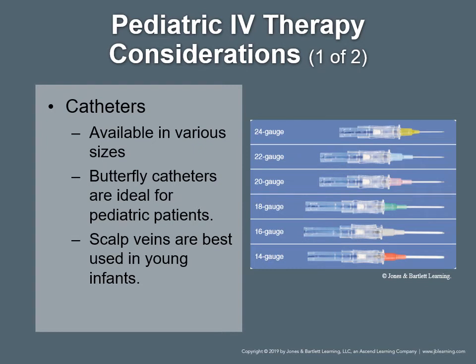Pediatric IV therapy considerations. The same IV solutions and equipment can be used on pediatric patients as adults with a few exceptions. Catheters are available in various sizes. 20, 22, 24, or 26 gauge over the needle catheters are best for insertion, depending on the size of the patient and the size of available veins. Butterfly catheters are ideal for pediatric patients. Scalp veins are best used in young infants. I know none of you are looking forward to putting a needle in a baby's head.